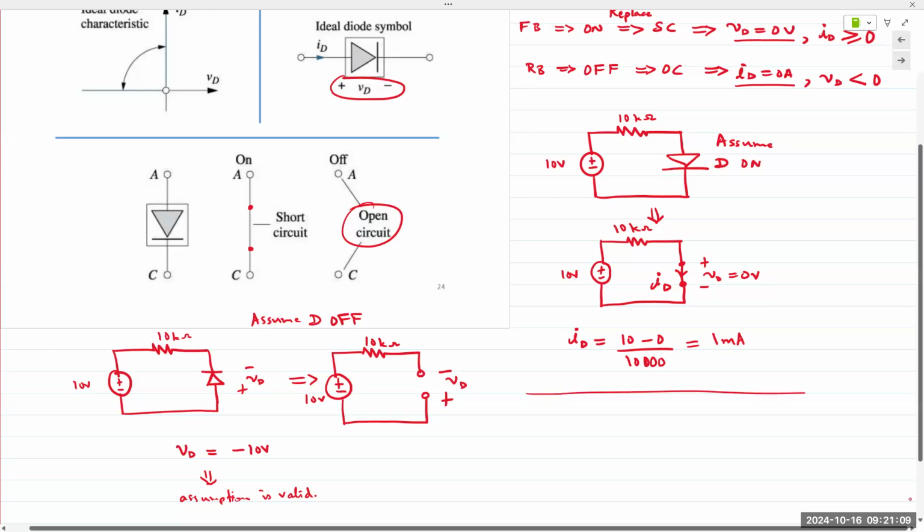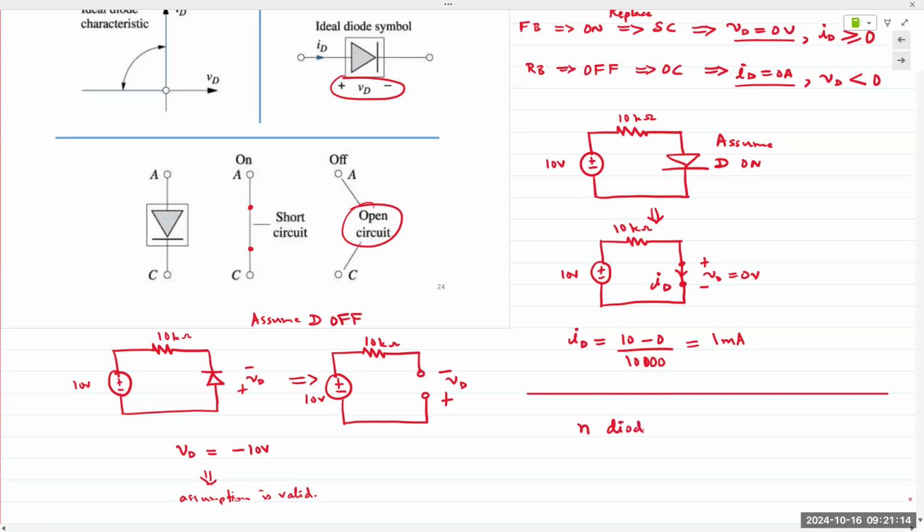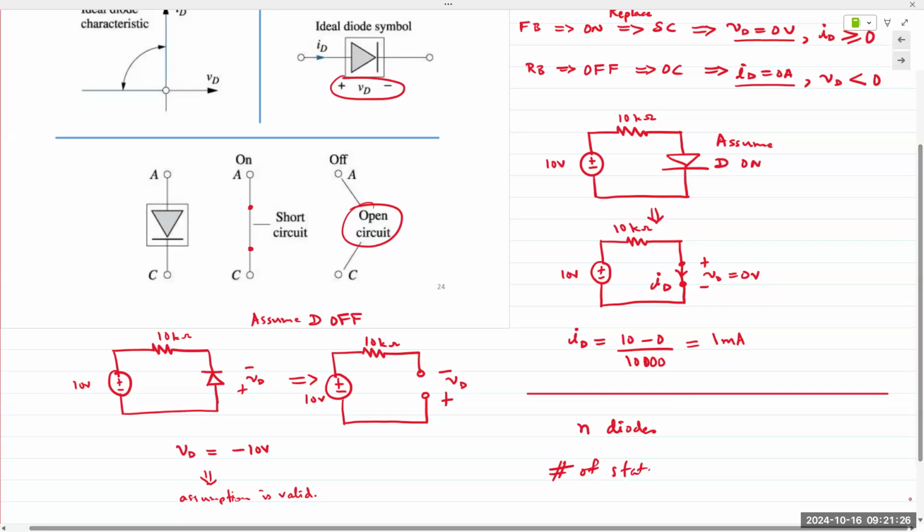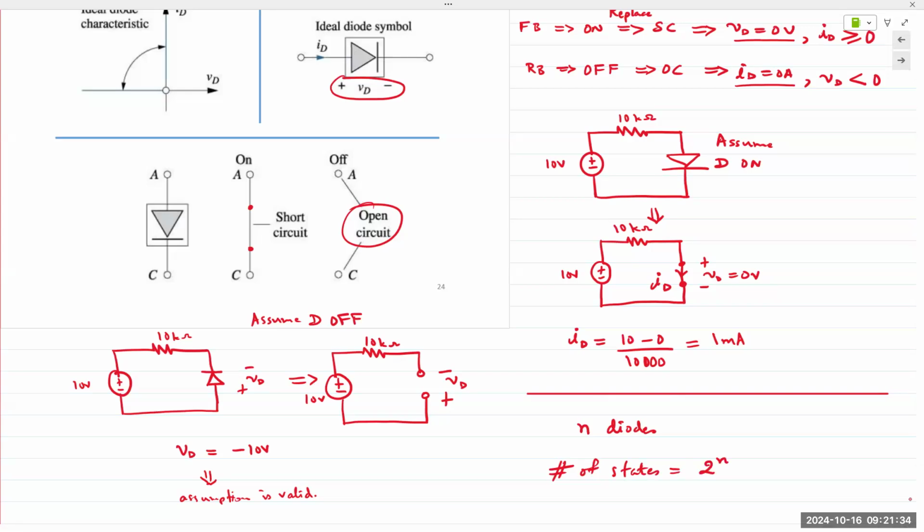And to give you an idea, if you have n diodes, each diode has two possible states. So it's kind of like the binary number system. Total number of states is equal to 2 raised to n. If it's one diode, you make an assumption, on or off. If you are correct, great, you obtain your answer in one analysis. If it's incorrect, you go back, you change your assumption, perform your analysis a second time. So you have to perform two analyses for one single diode.